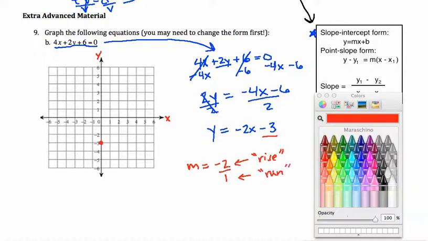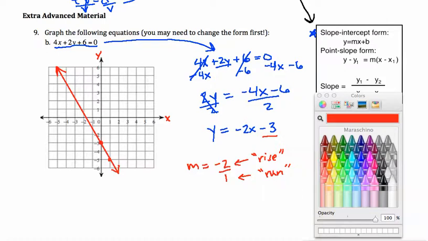Okay, so we're going to start at our point here, and we're going to say, okay, we've got a rise of negative 2, which means going down 2, and a run of positive 1, which means we're going to go to the right 1. And that's our point. So I went down 2, right 1, and that creates a slope of negative 2. Okay, and then all you need to do is connect these points. Draw an arrow on each side to show that it goes on forever. And you're done. That's going to be your graph.